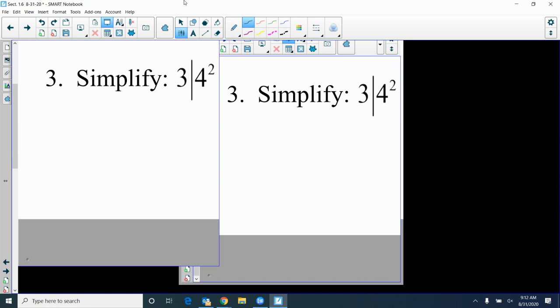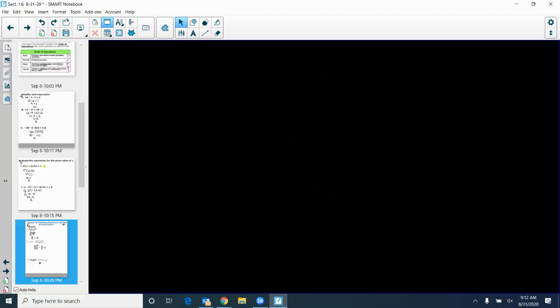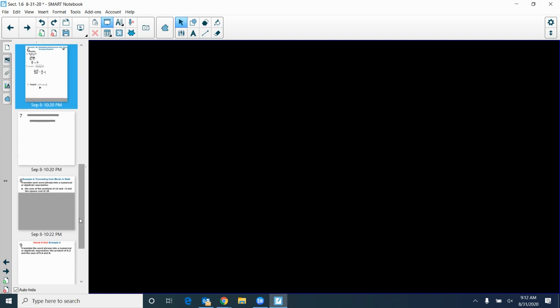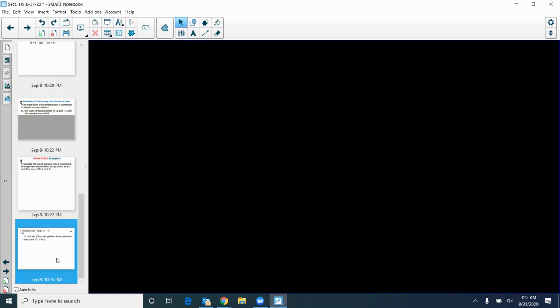We have 3 and then 4 squared, plus 8 divided by 2. And Grant, you said I have 16 here. So I'm going to bring down my absolute value bars, plus 8 divided by 2. Bring down my 3. What's the step I need to take care of in here? Division. 8 divided by 2 is 4.